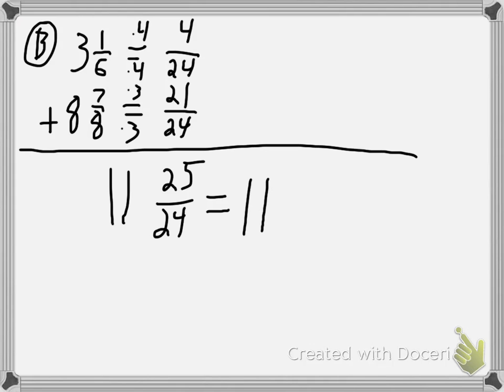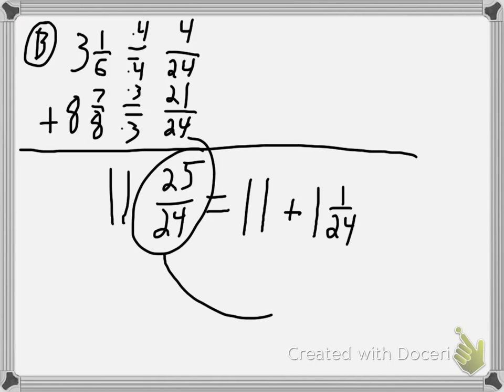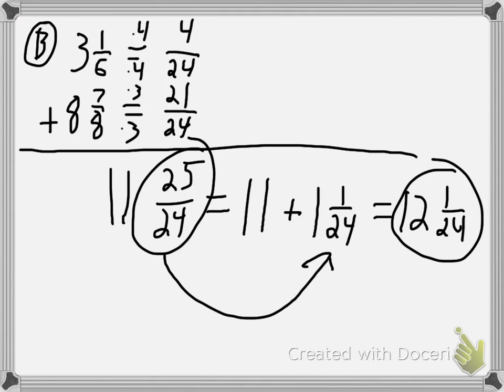So I'm just going to bring over my 11, that stays unchanged, and I'm going to add to that the mixed number I get from my 25 over 24. So let's see. 24 goes into 25 one whole time, and I should have 1/24 left over. Again, this fraction right here is that mixed number, 1 1/24. So now the last step I need to do is add up my whole numbers. 11 plus 1 is 12, and my fractional piece, 1/24. So 12 1/24 is my answer here.